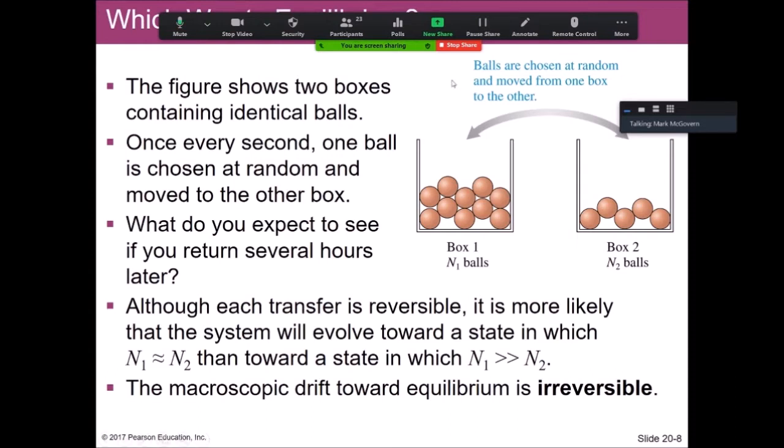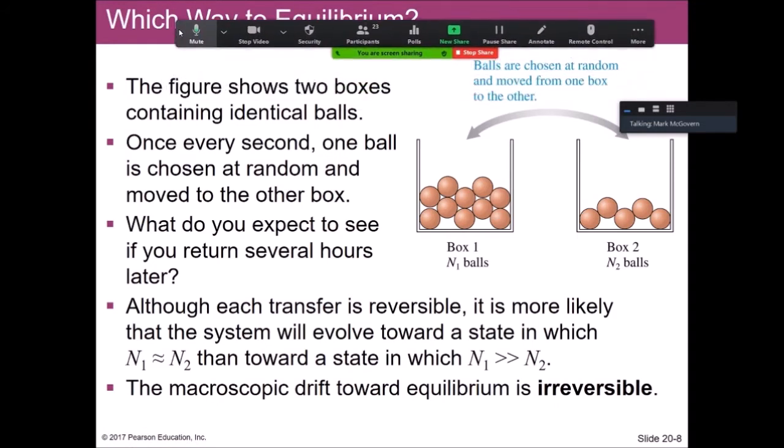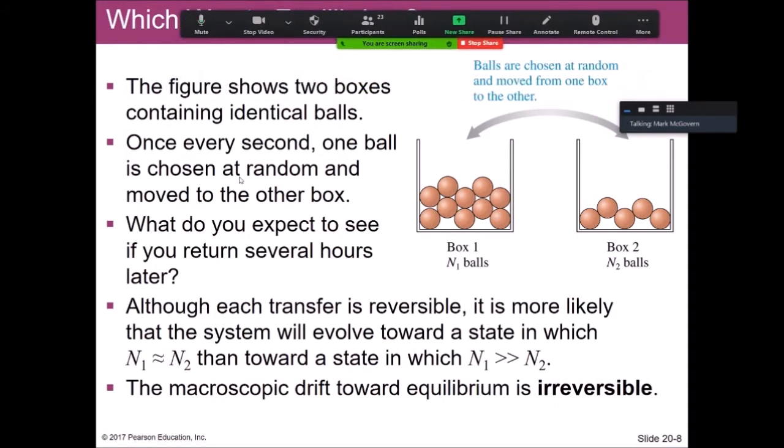All right, so this is an interesting little thought experiment here on equilibrium. So the figure that we have here has these two boxes, right? And we have balls in them. And every second, what happens is a ball gets transferred. And it's at random. Just randomly, a ball gets transferred back and forth, back and forth. And the idea is that, if we had a process like that, what will likely happen is that when we come back, there will be an even distribution of balls, okay?